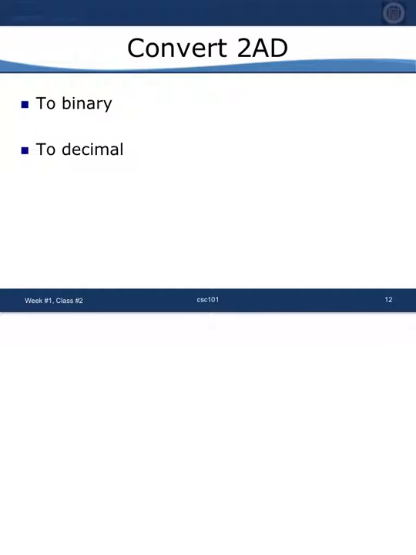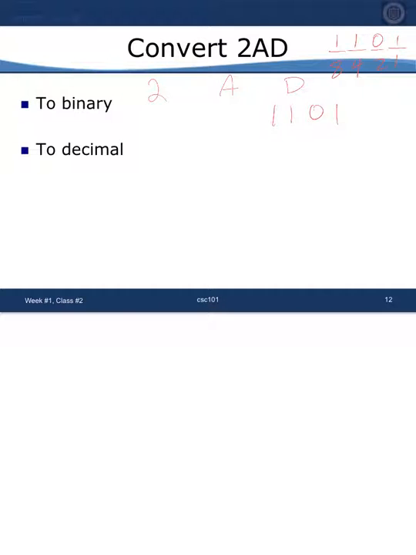Let's do 2AD first. So remember, I'm thinking about 4 bits. If I want to switch 2AD to binary, all I have to do is convert the characters to their 4-bit equivalents. So D is the number 13. How do I make 13 with bits? I would do an 8, a 4, no 2s, and a 1. I think that makes 13. So D converts to 1101.